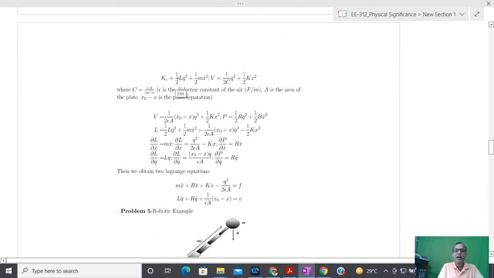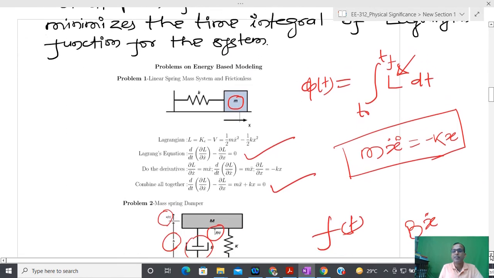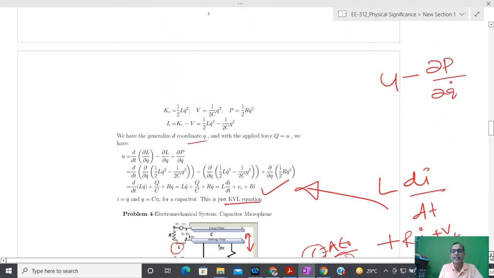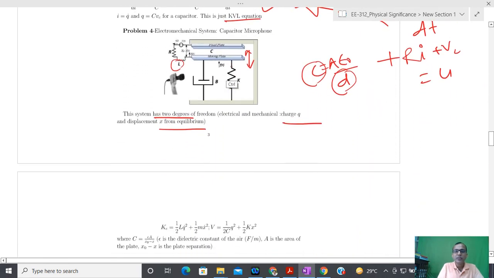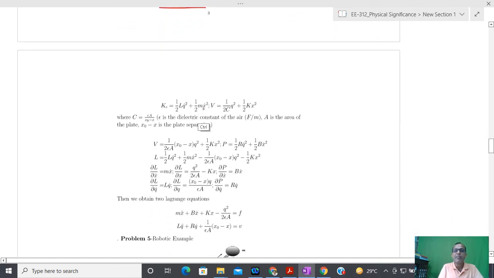The first term is half L q dot square, where L is the inductance. After that, this moving plate has some mass, and I am assuming that the mass of that plate is m. So this plate has mass m, and due to that reason I have here half m x dot square. After that, I have to identify the potential energy.